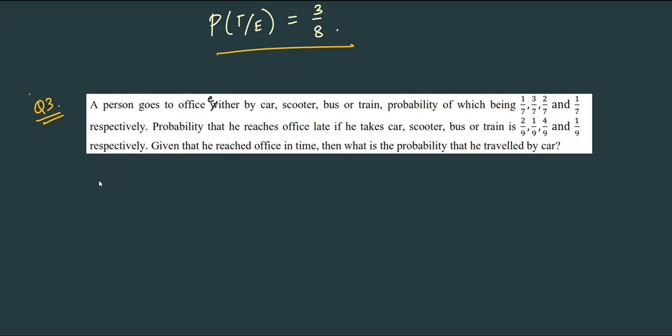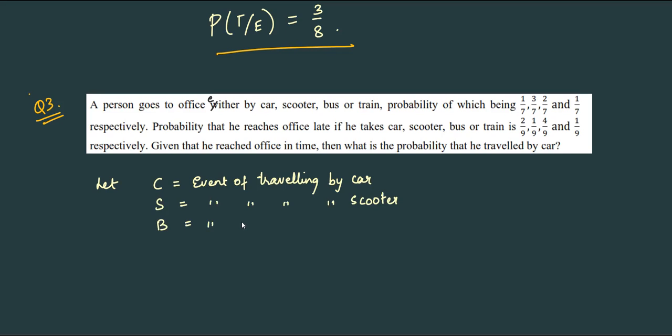So let C be equal to the event of traveling by car, S the event of traveling by scooter, B the event of traveling by bus, and T the event of traveling by train.